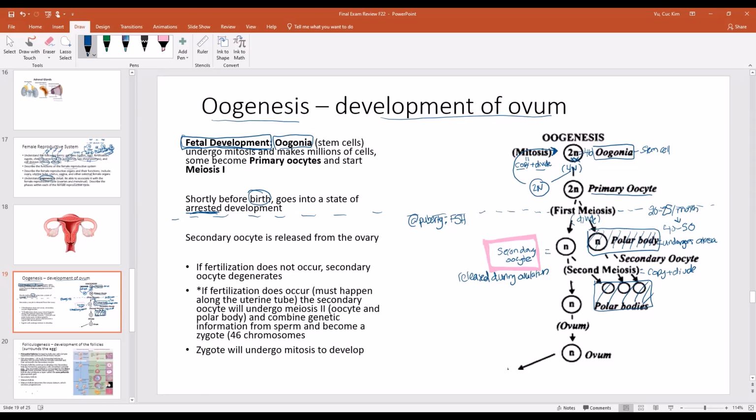True or false? The secondary oocyte that has been released during ovulation has completed meiosis. No, false. Correct. So it's released before it ever even starts meiosis 2. It does not. Yep, go ahead. Oh, it's like it finishes it during fertilization. That's exactly it. It actually doesn't even start meiosis 2 unless it becomes fertilized. So if it does not become fertilized and it's expelled out of the body through menstruation, it never finishes meiosis.